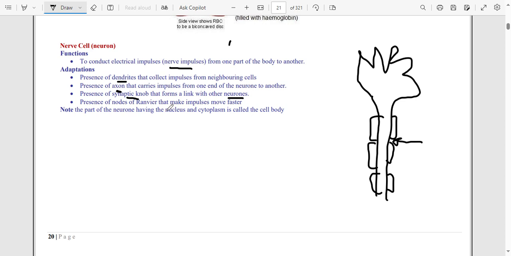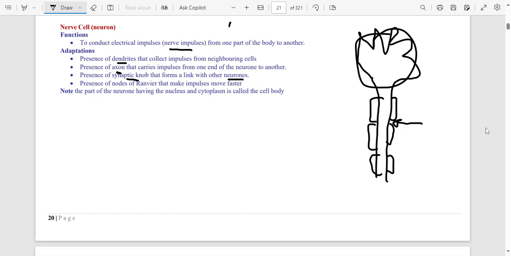So the parts of the neuron have the nucleus, cytoplasm, and the cell body. This is the cell body which contains the nucleus and the cytoplasm also. Is there any question?